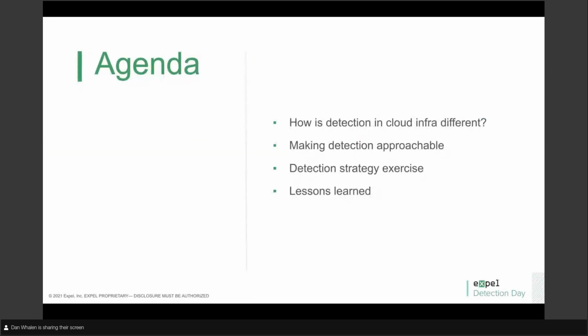All right. So in this session, we're going to start off by talking about how detection in your cloud infrastructure is a little bit different from what you might expect on-prem infrastructure. We're also going to get into how we can approach that problem. We'll talk a little bit about how to put this in practice by going through a detection strategy exercise. And we'll follow up with some lessons we've learned at Expel about how to build detection strategies in cloud infrastructure.